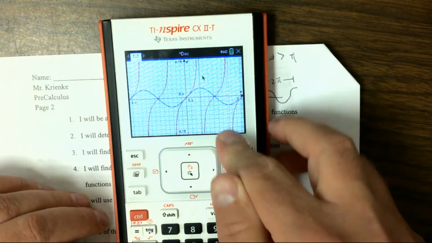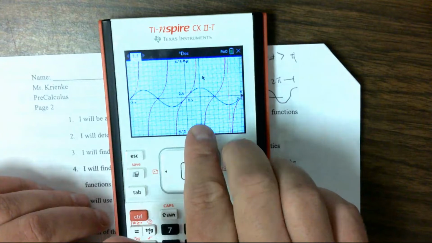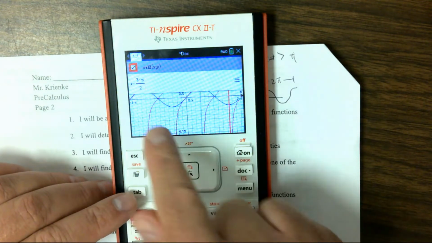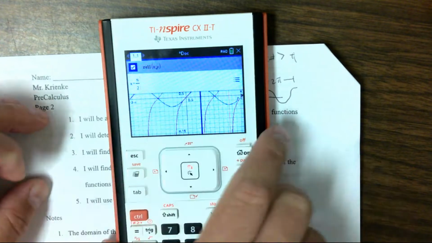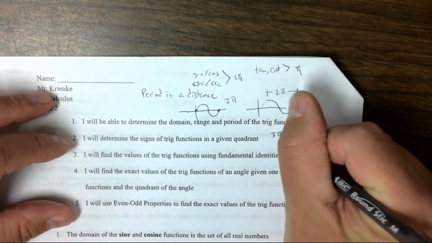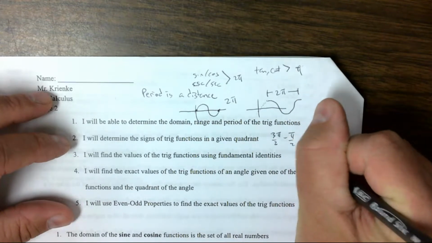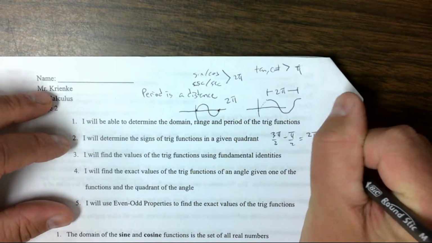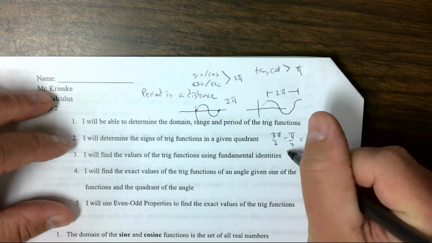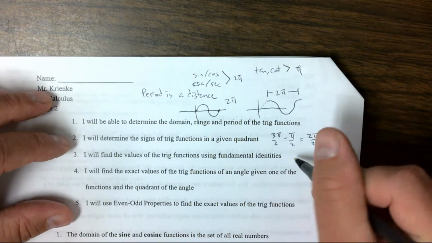And so then we have that. It's the blue one and the red one that are vertical. And think about 3 pi halves minus pi halves, which equals 2 pi halves, which is pi. And so that's the period for tan and cotan.